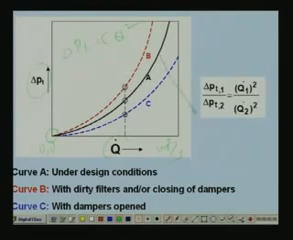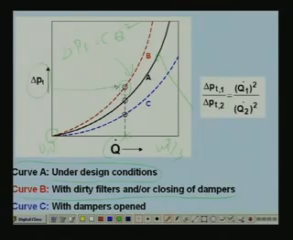So, let us say that this curve A is under design conditions. Okay. So, that means at the time of design you have selected this kind of a duct performance curve or duct characteristic curve. But however, with usage the filters may become dirty or you may close the damper. Okay. If the filters become dirty or if you close the damper, you get this curve. Okay. That is curve B with dirty filters or closing of dampers. What is happening when the filters become dirty or when you are closing the dampers? For the same flow rate, the pressure drop increases obviously. Okay. Resistance increases, so pressure drop increases, right.